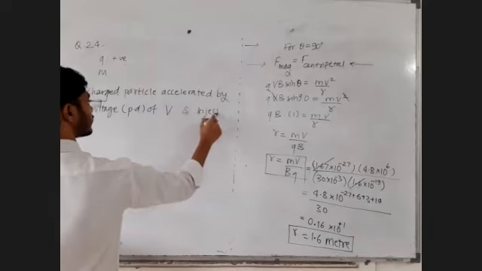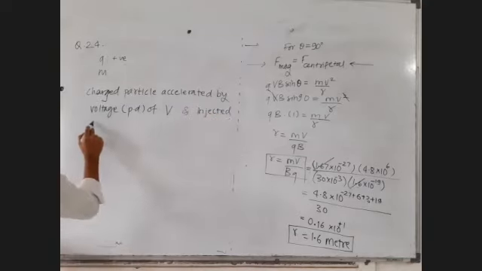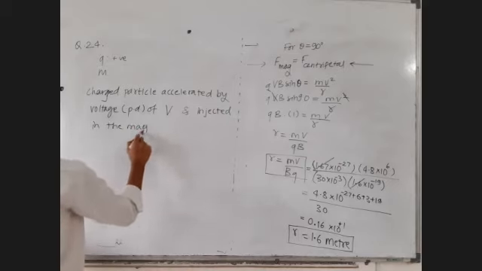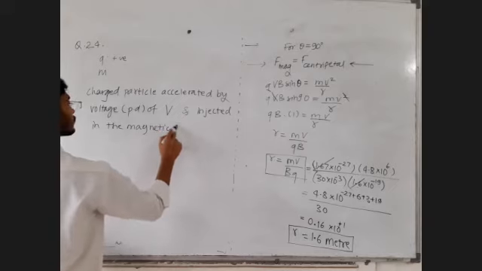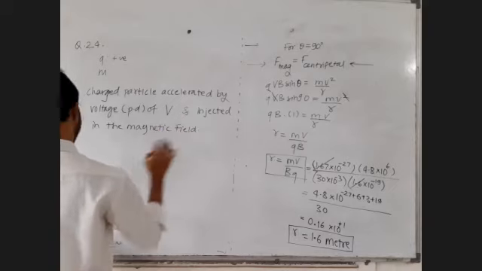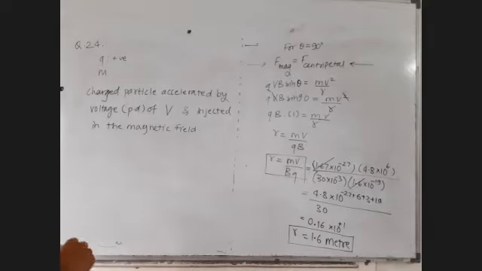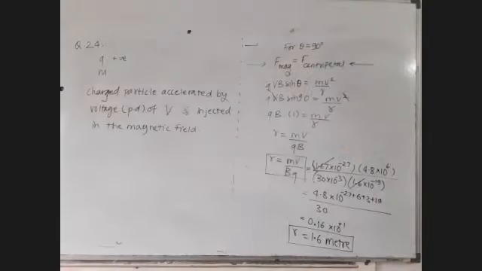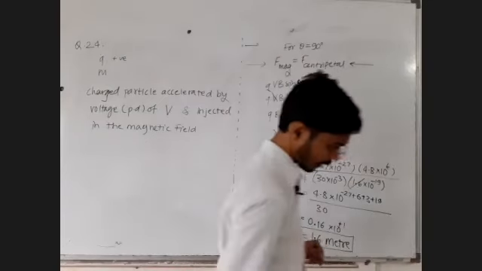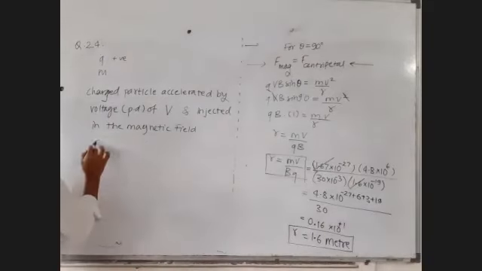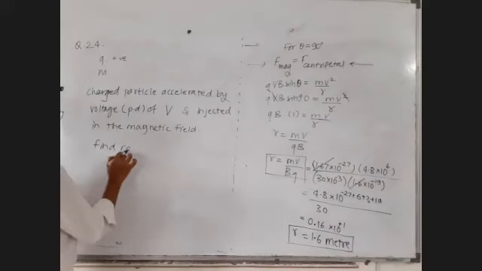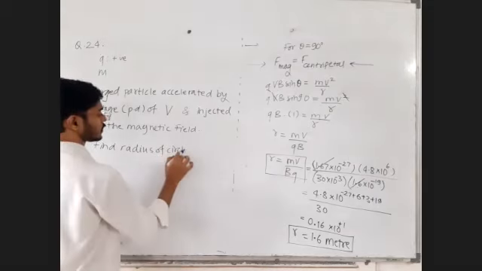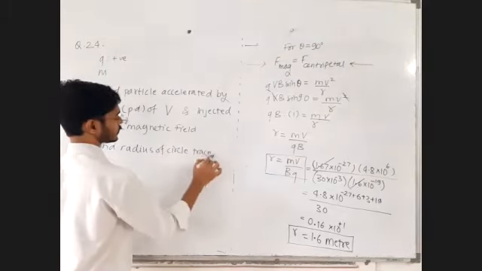Charged particle accelerated by the potential difference of V and injected into the magnetic field, of course a uniform magnetic field. Find the radius of the circle traced by it.